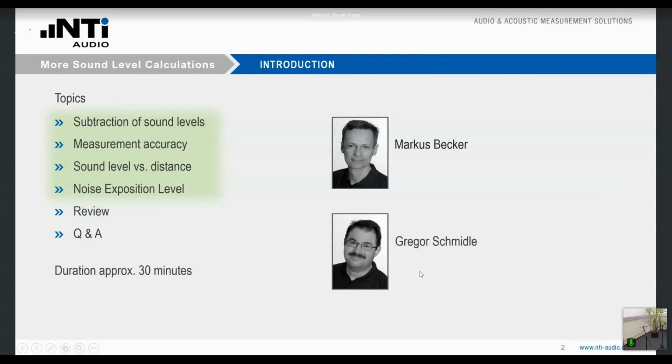On the left-hand side, you see the topics that we have prepared for today. It starts with the subtraction of sound levels. We will say some words about the measurement accuracy, as well as on the relationship between sound level and distance. At the end, we will also introduce you to the noise exposition level and how this can be calculated. Green shaded means that we will have practical presentations for these topics as well. The presentation will last a little bit less than half an hour.